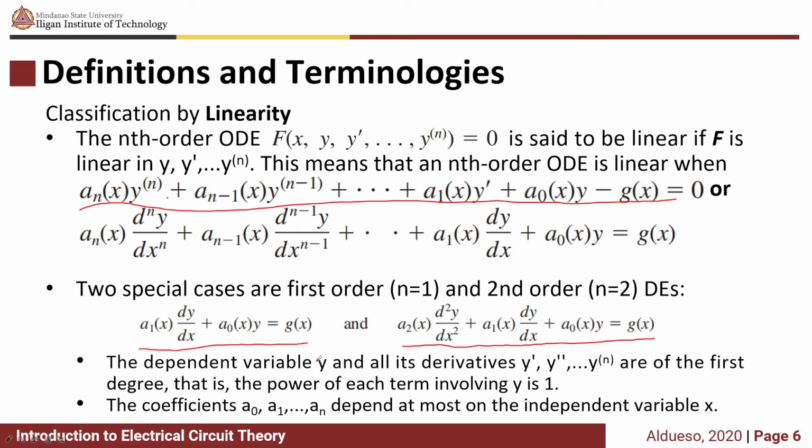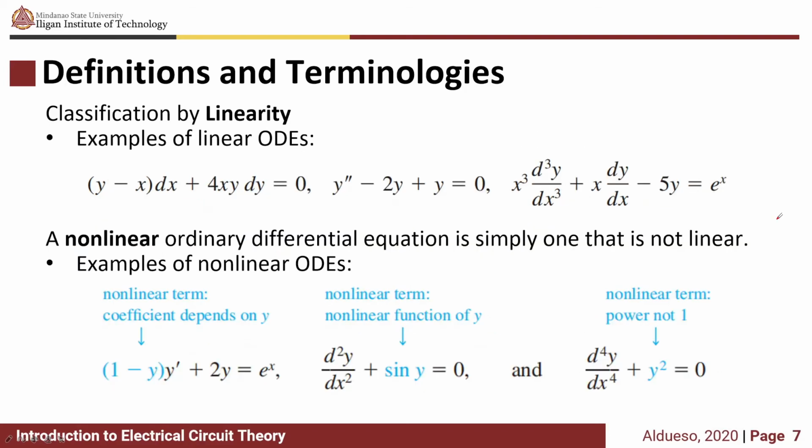So the dependent variable y and all its derivatives, y prime, y double prime, have the first degree. That is, the power of each term involving y is 1. The ODE is also linear if the coefficients a0, a1 up to an depend at most on the independent variable x. So examples of linear ODEs, we have this equation, an example of a linear differential equation. This equation is a linear differential equation, and this equation is an example of a linear differential equation.